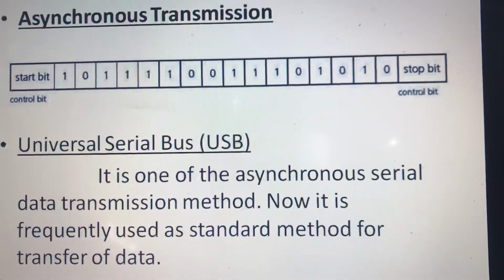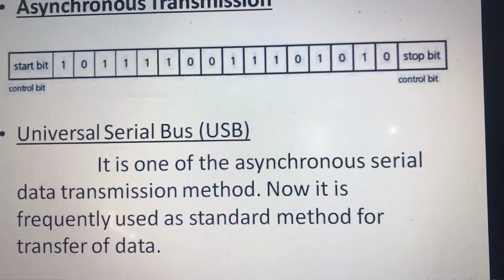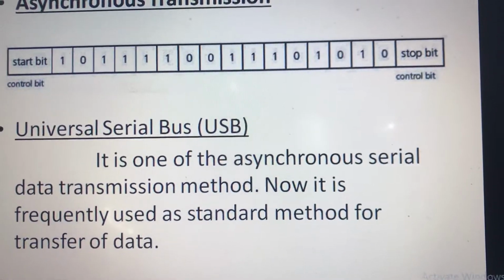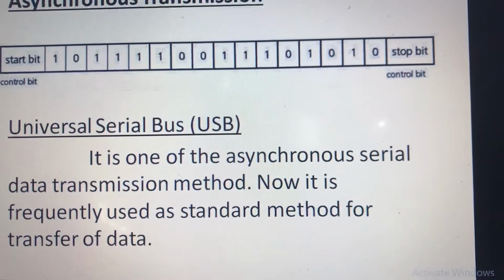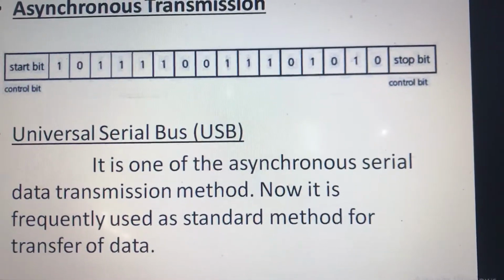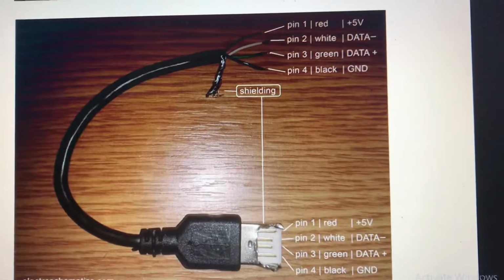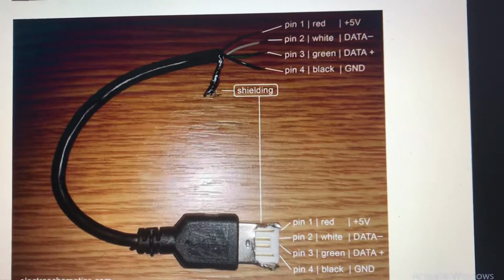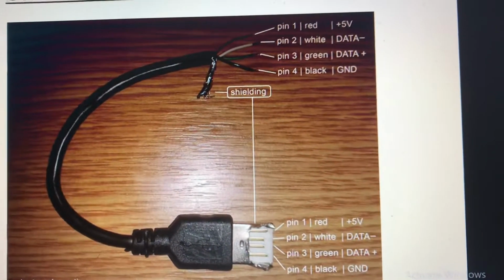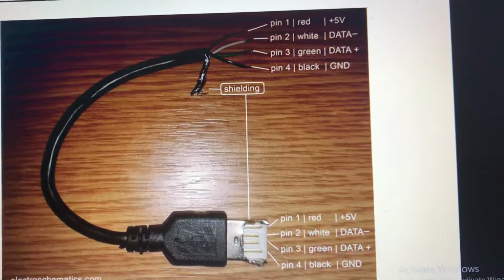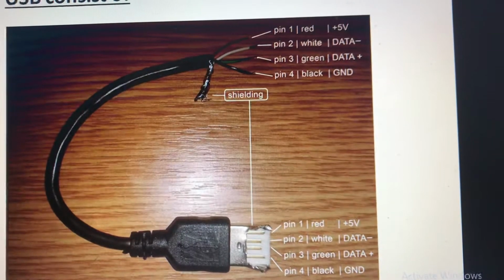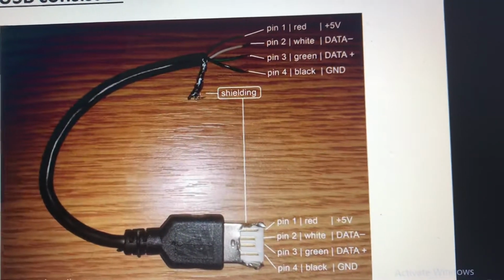Universal serial bus. It is one of the asynchronous serial data transmission methods. Now it is frequently used as the standard method for data transfer. Almost all of us are familiar with the USB. It consists of 4 wires. One of the wires is used for the power and one is used for the earth or the grounding, and the remaining 2 wires are used for data transfer.